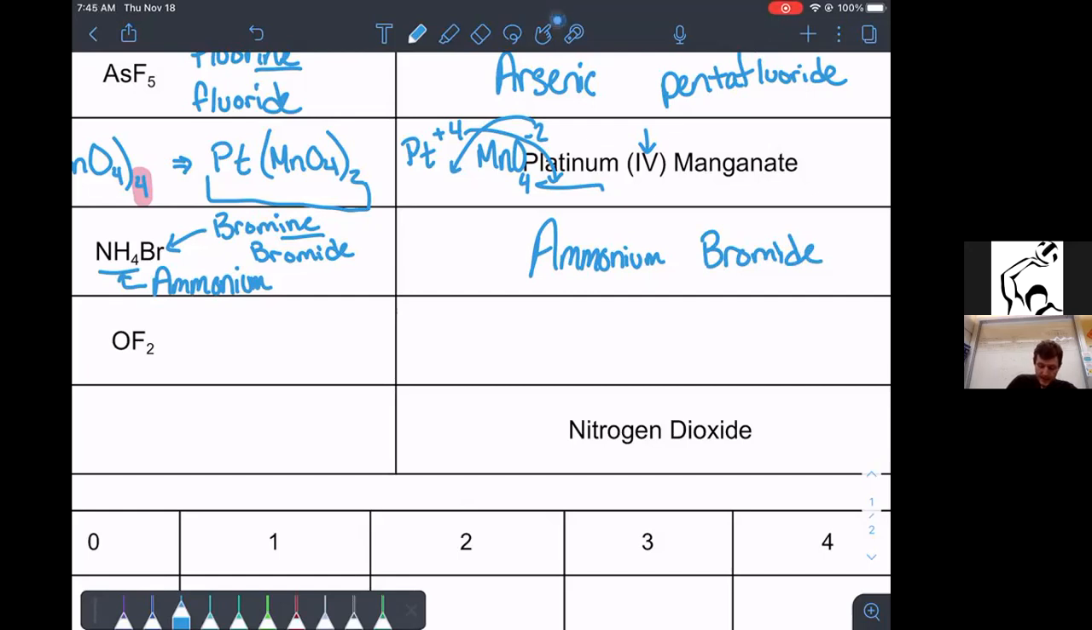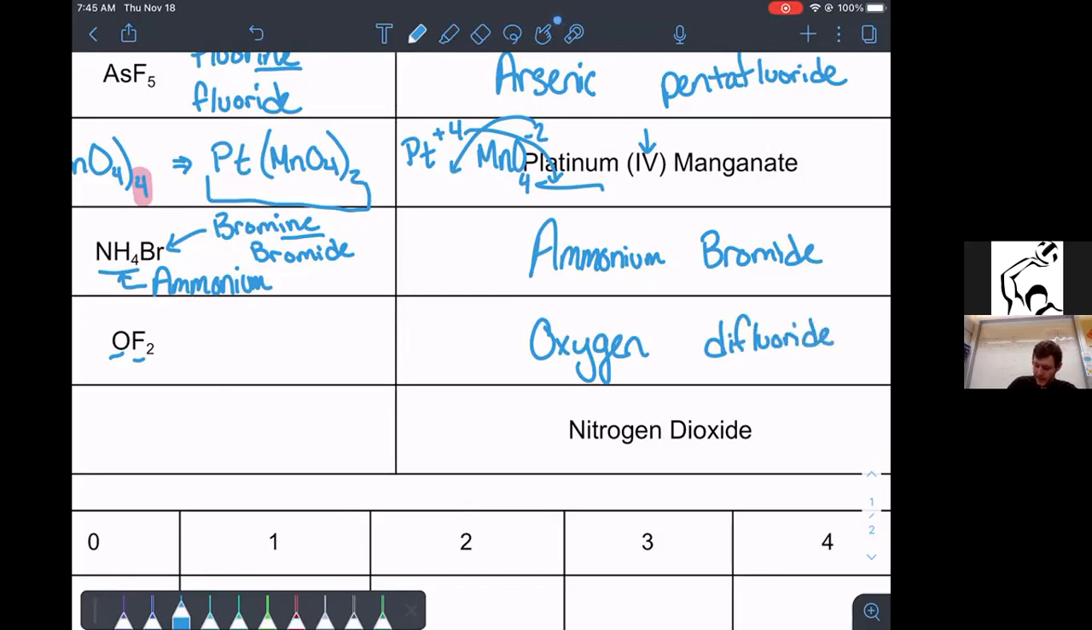The next one is oxygen and fluorine. Oxygen again is the first one, and there's only 1, so it becomes oxygen. Fluorine, there are 2, so it becomes di, and then again, it's fluoride.